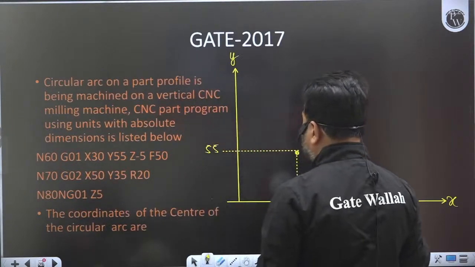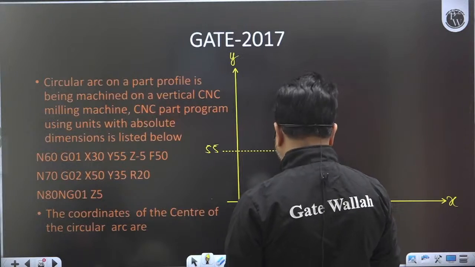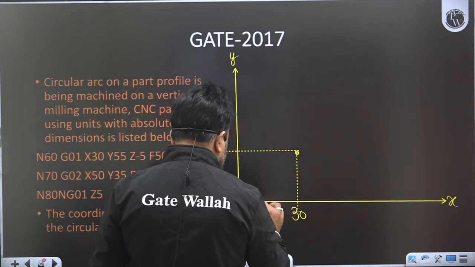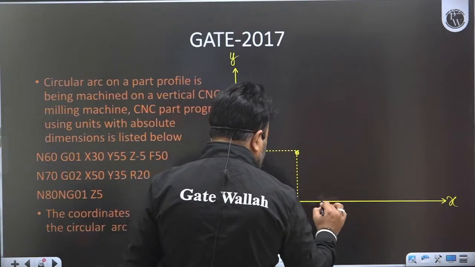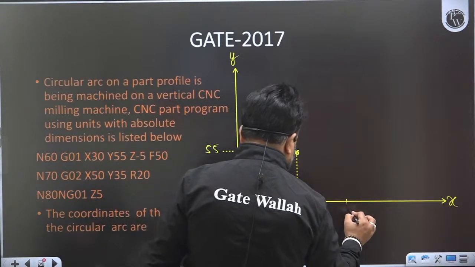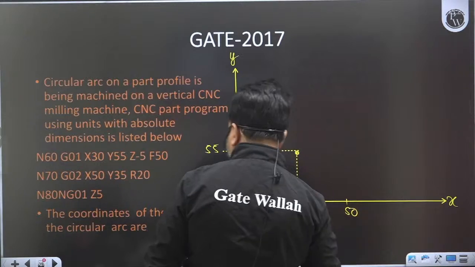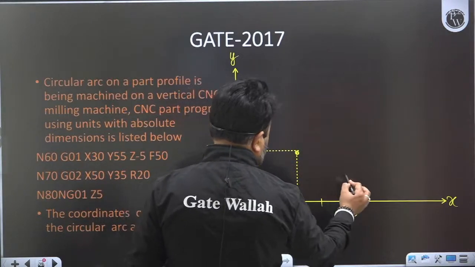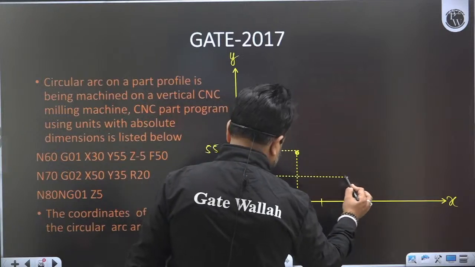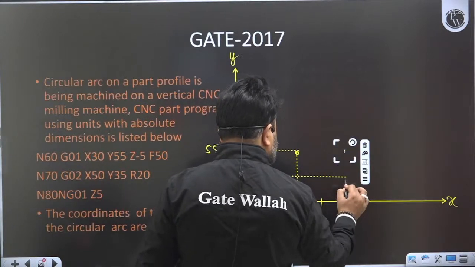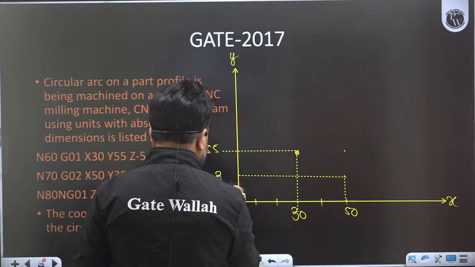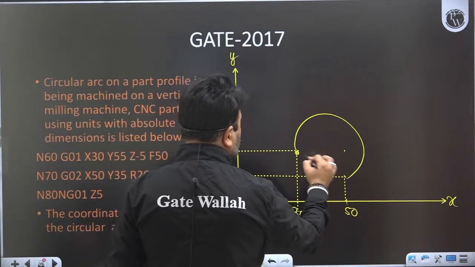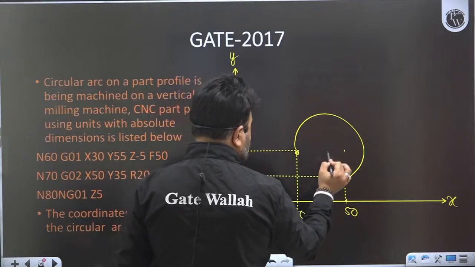X50, okay, so 30, 10, 20, 30, 40 and 50. So 50 and Y35, Y35 like this. So your clockwise is like this.